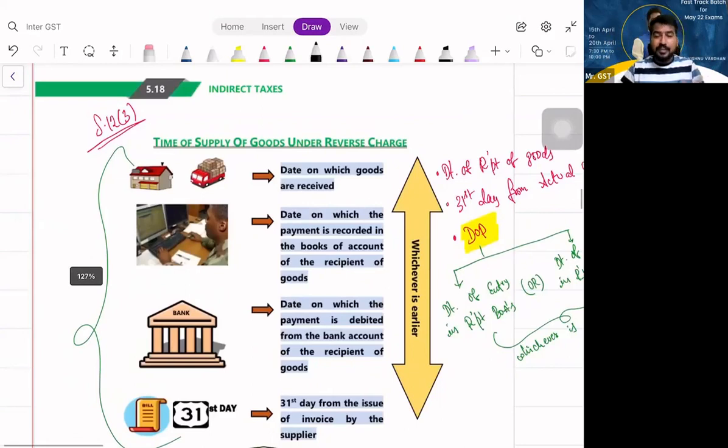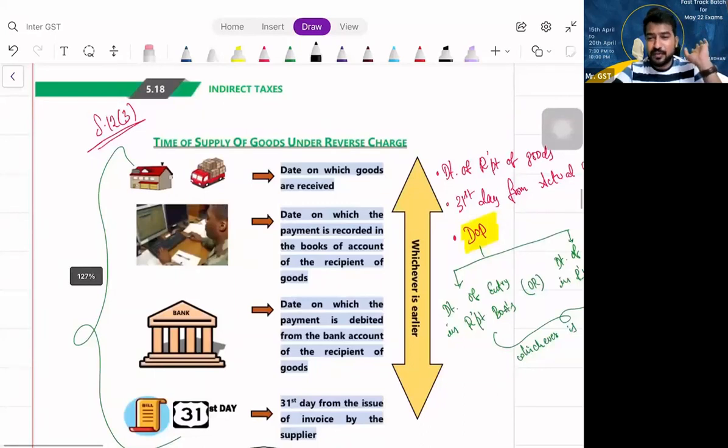Date of payment. Here, understand that date of payment means the date of entry in the books of accounts or the date of credit in the bank account. But that you have learned from the supplier's angle, correct? Here we are talking from the recipient's angle. So what is the date of payment? Date of entry in whose books of accounts? The recipient's books of accounts, or the date of credit in the recipient's bank account.